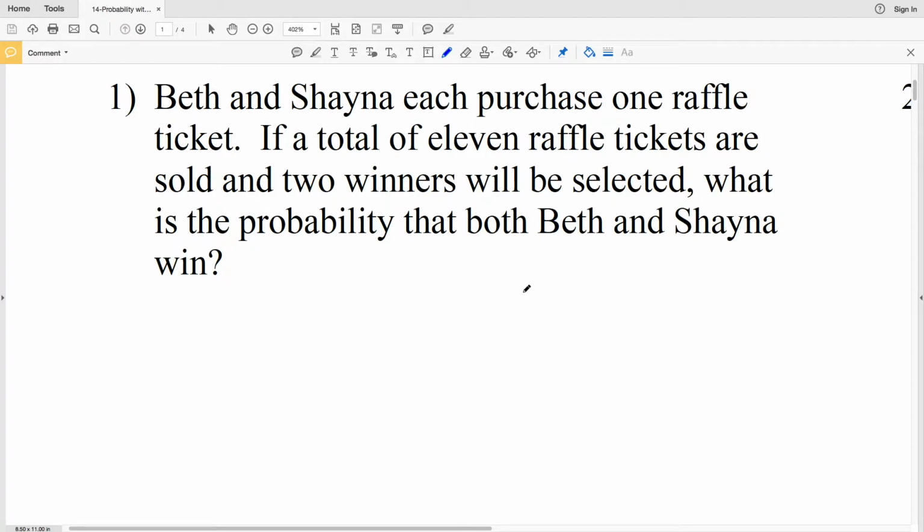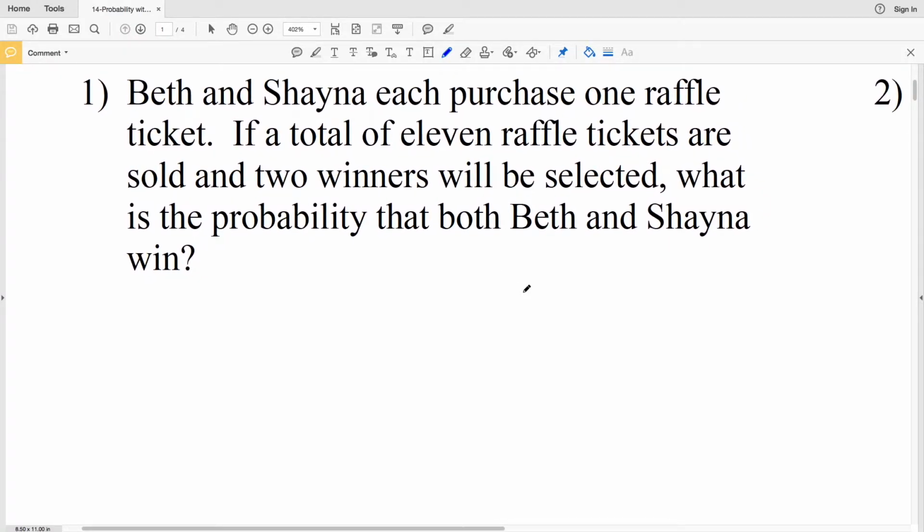In number 1, it says Beth and Shayna each purchase 1 raffle ticket. If a total of 11 raffle tickets are sold and 2 winners will be selected, what is the probability that both Beth and Shayna win? Well, let's first calculate the number of possible combinations. Because order does not matter, there will be 11 choose 2 different combinations of choosing 2 tickets out of the 11 total.